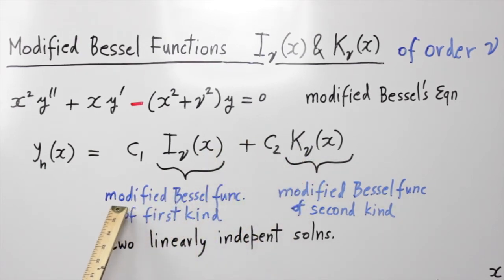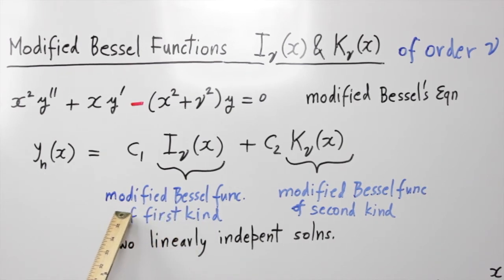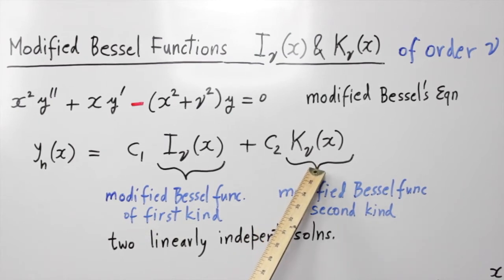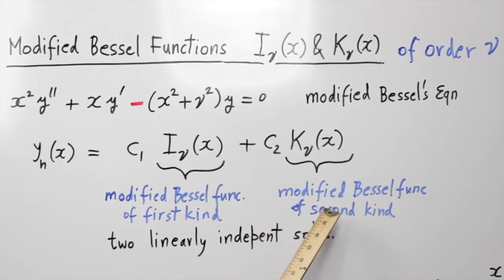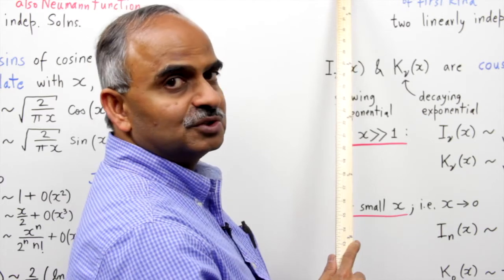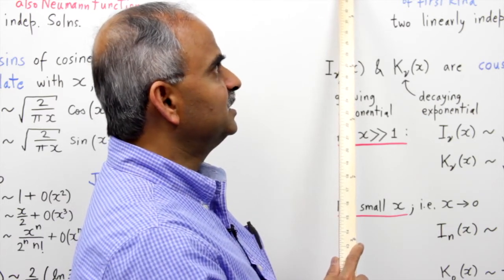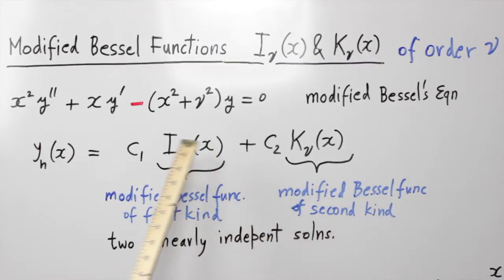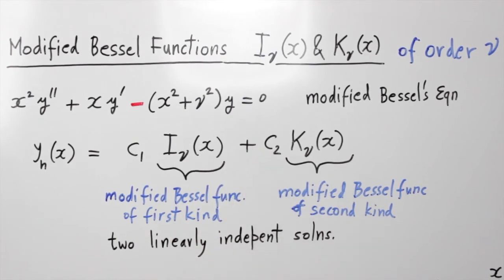The first of these, if we describe it completely, would be called the modified Bessel function of first kind, and the second, K_nu of x, would be called the modified Bessel function of second kind. And they provide linearly independent solutions, and so an arbitrary solution to the homogeneous problem can be represented in terms of a linear combination with constants c1 and c2.